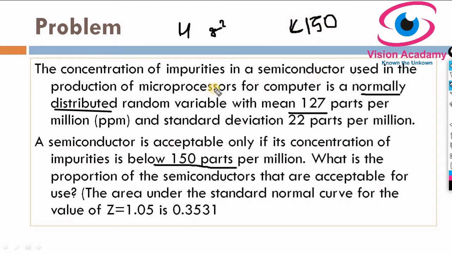The semiconductor that we are going to produce is acceptable only if its concentration of impurities is below 150 parts per million. Then we have to find out what is the proportion of semiconductors that are acceptable for use. Out of the whole production of semiconductors, we have to find the proportion of acceptable semiconductors that are ready for use. They have also given the area under the standard normal curve, so that we don't need to look into the Z table. Then let us calculate the proportion of semiconductors that are acceptable for use.